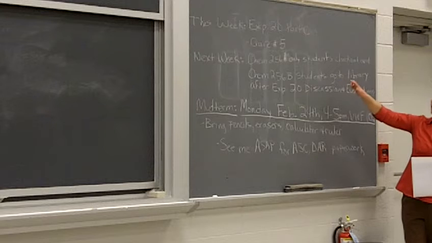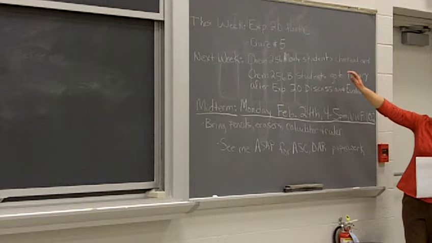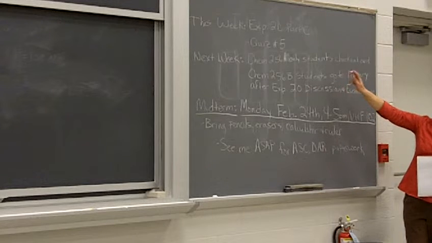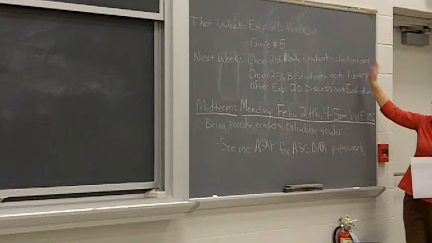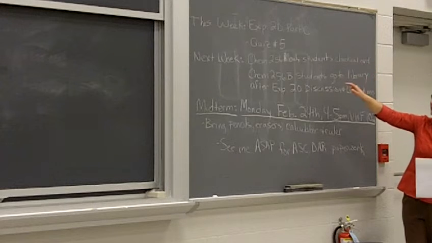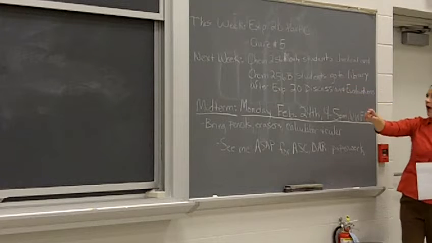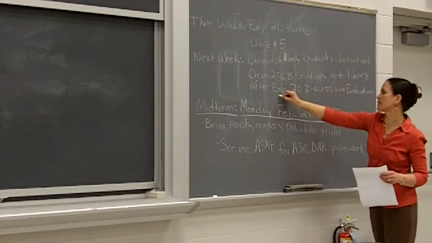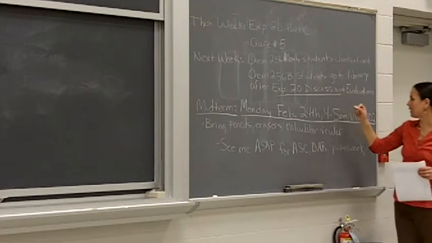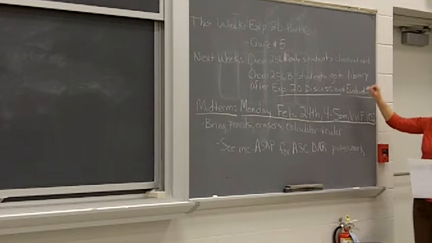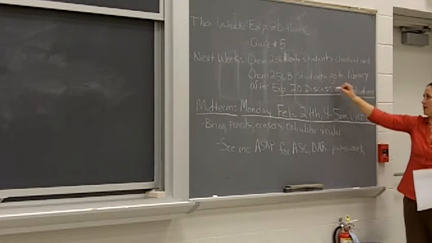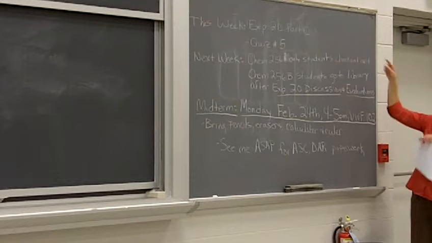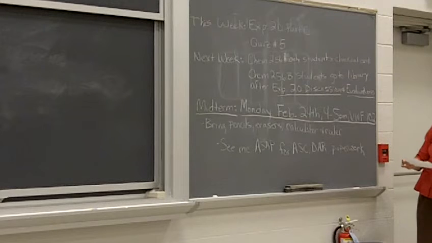Next week, the students that are taking just 256A, not the B, will check out, and the 256B students will go to the library after we do a discussion of experiment 20 data, and then we have evaluation. So this is actually the first part, the discussion and evaluations, and then you guys will split apart next week, depending on what you are doing.